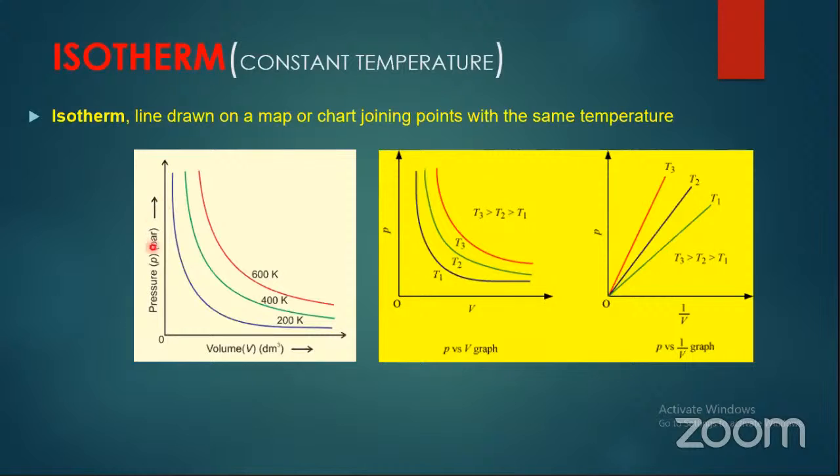Don't confuse, let me explain again. For a particular system, you are considering 600 Kelvin once, and you are performing the experiment, so you get that red color line. Next you take the same experiment under a different condition, that is 400 Kelvin, and you plot another graph, that is the green color line. And the third one, 200 Kelvin temperature is taken. At that temperature, again the same experiment is conducted and plotted on the graph, and the blue color line is obtained.